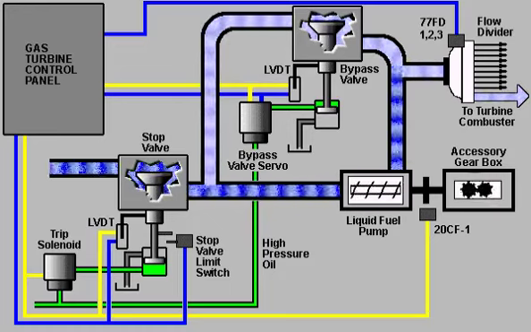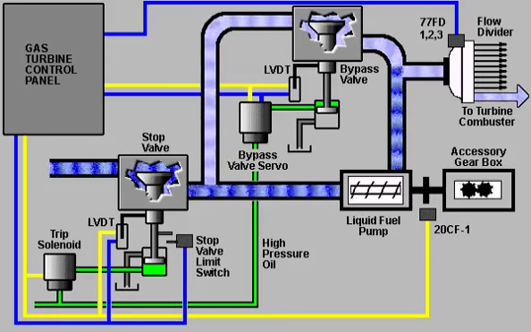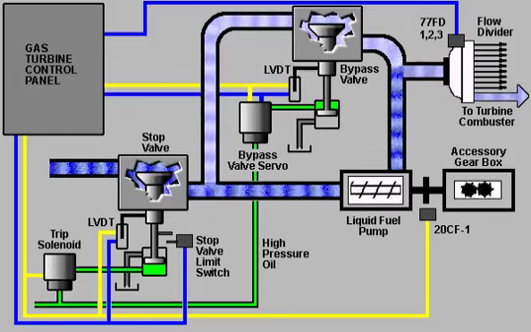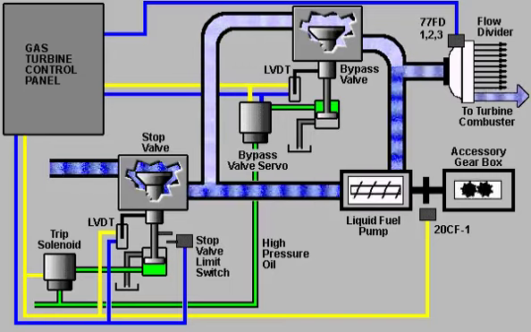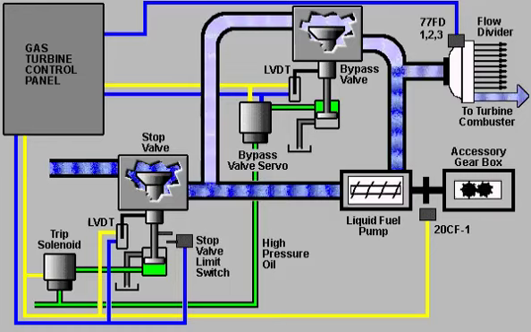The control system will send a signal to the servo valve, which directs the appropriate amount of hydraulic oil to position the bypass valve. As the bypass valve closes, an increasing proportion of fuel is directed to the flow divider. Here, magnetic speed pickups sense the fuel flow change and send signals to the control system proportional to the amount of fuel being sent to the combustors.